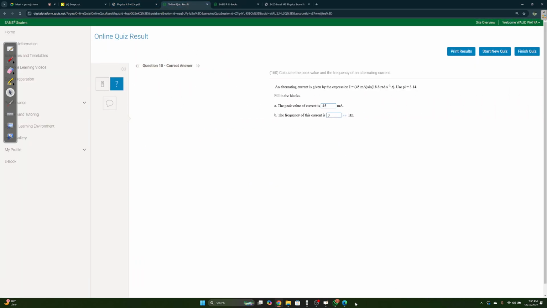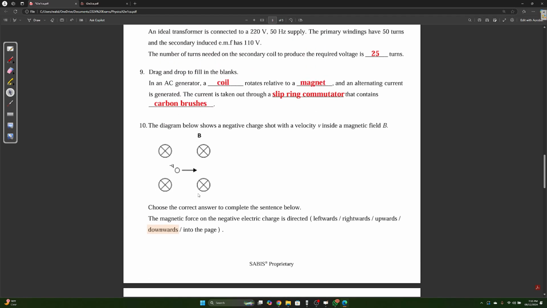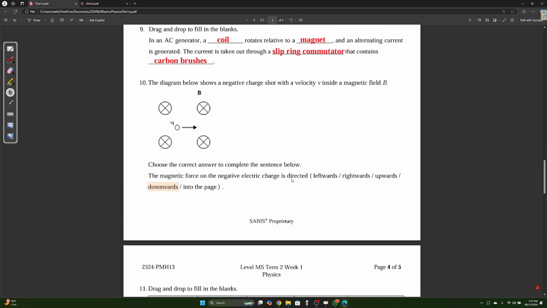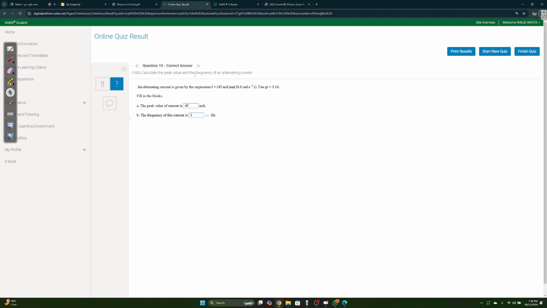Question 10. There's nothing here, like the magnetic force is directed, let me see this. Okay, question 10 is the same thing, repeated as question 8 or something like this. I'm gonna come back to this in a sec.